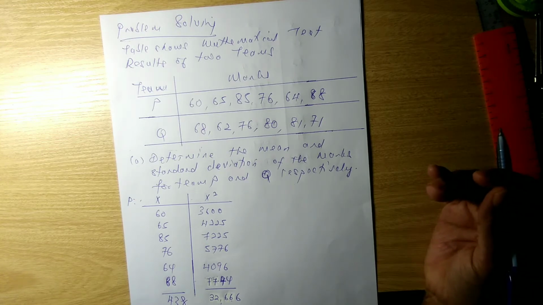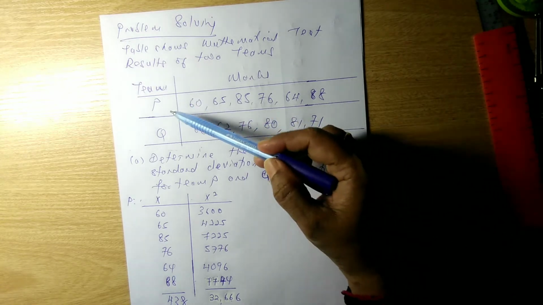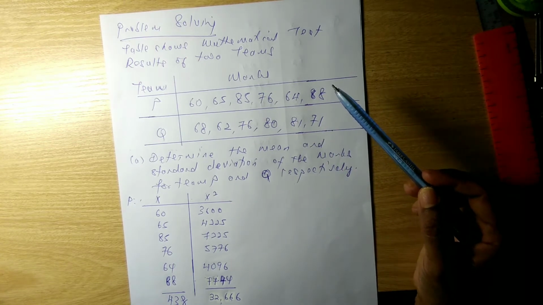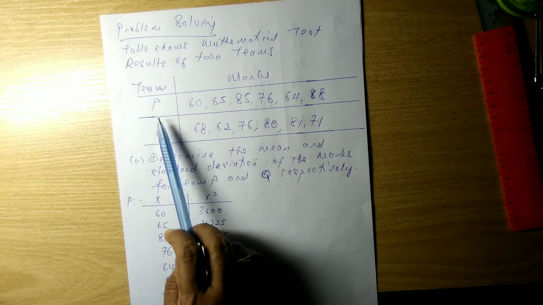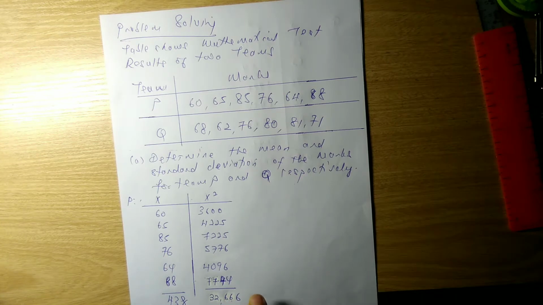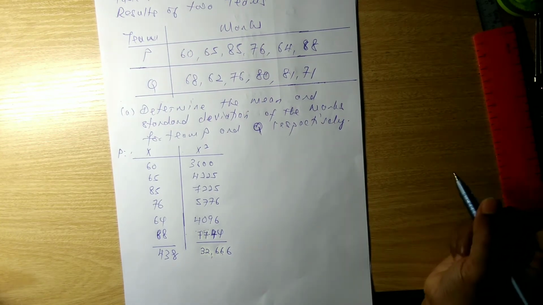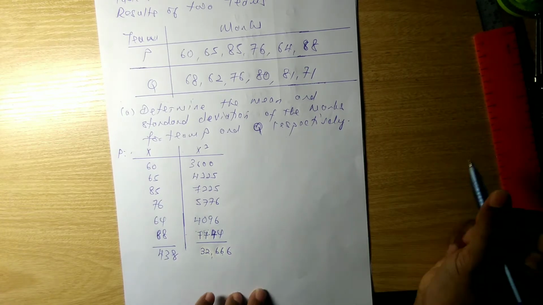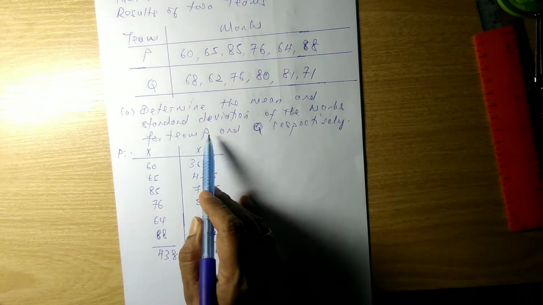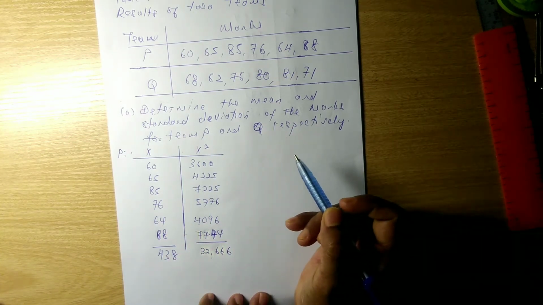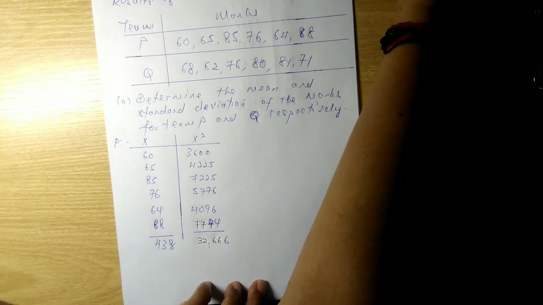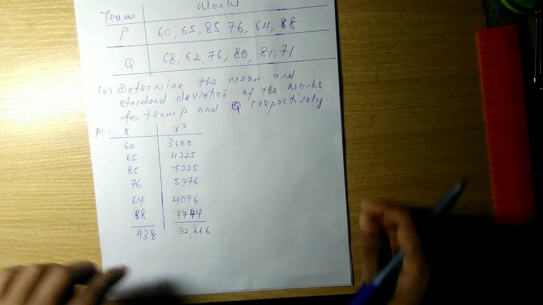I've simplified the question. The table shows mathematical test results of two teams, team P and team Q. Each team comprises 6 members, so we have 6 different marks. The question says determine the mean and the standard deviation of the marks from team P and team Q respectively.